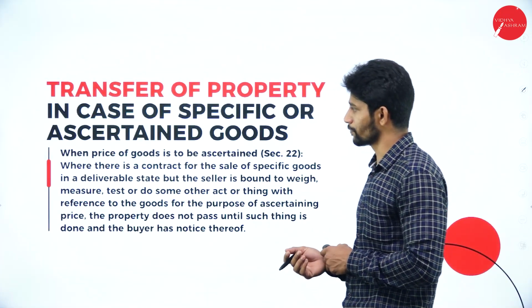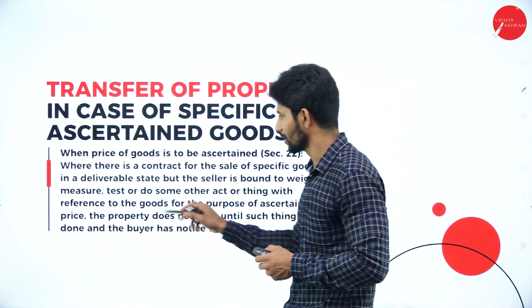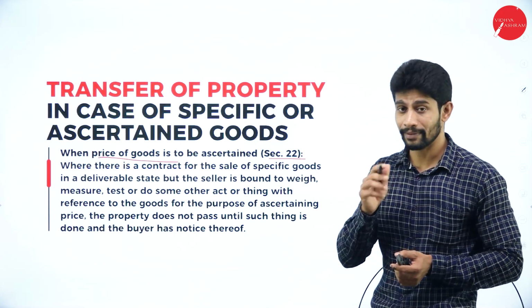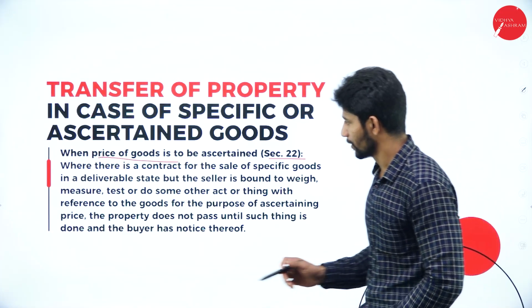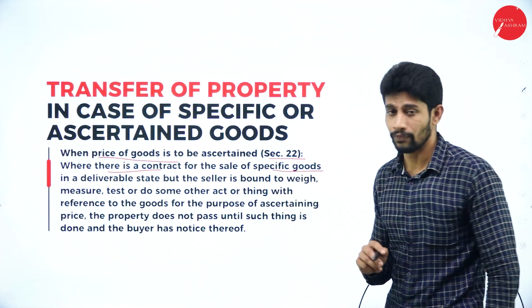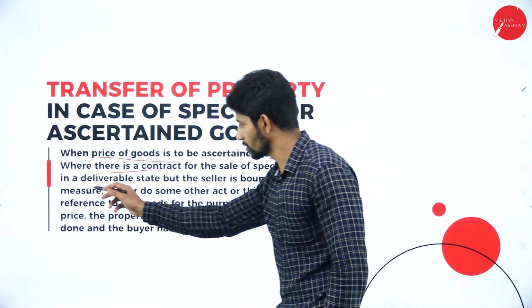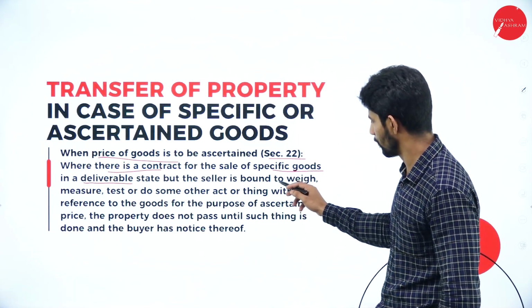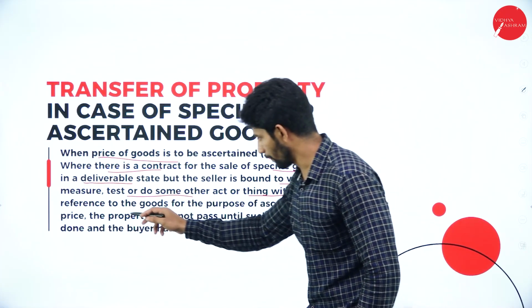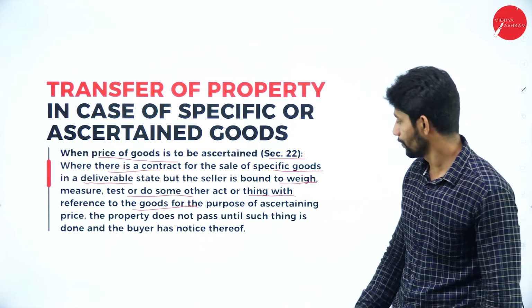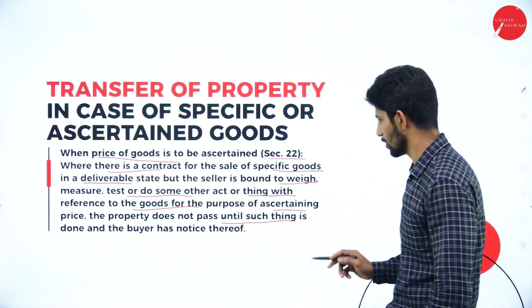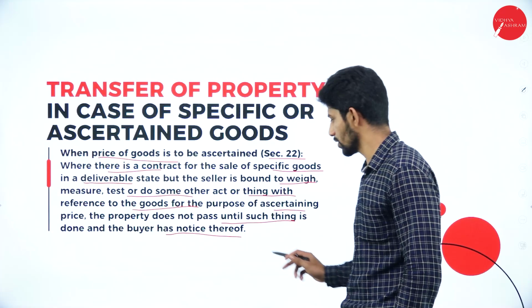Next, transfer of property in case of specific goods or uncertain goods, the same thing. When price of goods is to be ascertained, section 22. Where there is a contract of sale of specific goods in a deliverable state, but the seller is bound to weigh, measure, test or do some other act or thing with reference to the goods for the purpose of ascertaining price, the property does not pass until such thing is done and the buyer has notice thereof.